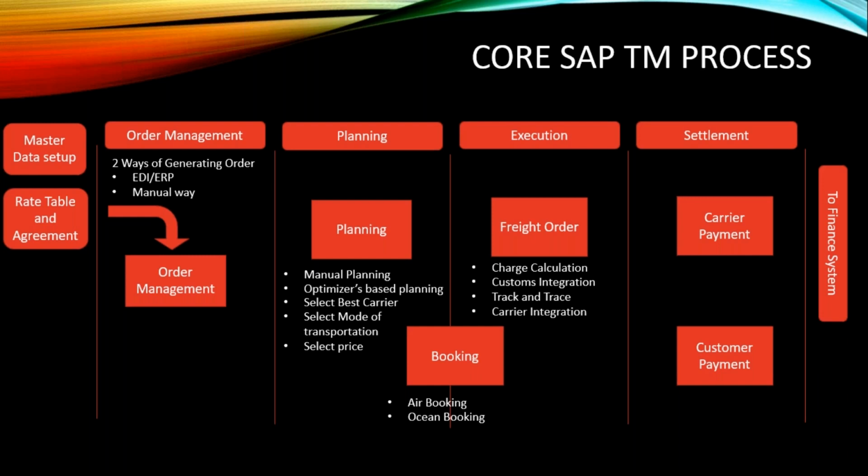Once you have your execution done, so that is your third cycle, third part, third pillar is completed. You'll be moving on towards your fourth part or fourth segment, that is your settlement part. Once your execution is completed, okay, DHL has delivered the goods from Delhi to Mumbai.